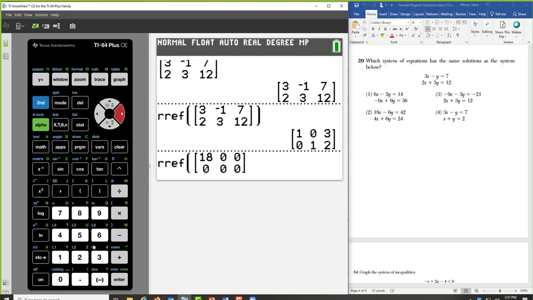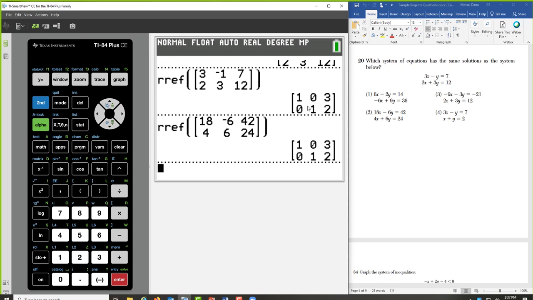18, -6, 42. 4, 6, 24. Same solution set. I could have gone through 1, 3, and 4 as well, and you would have seen different solutions.